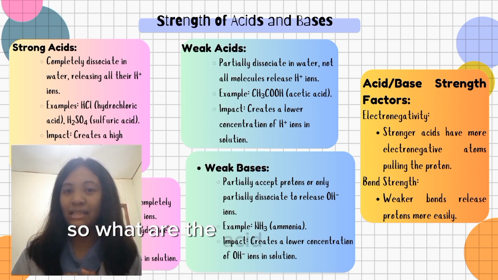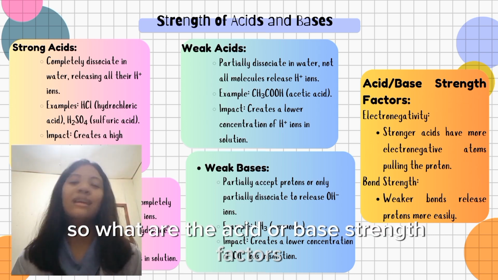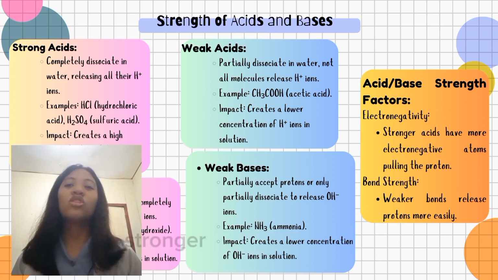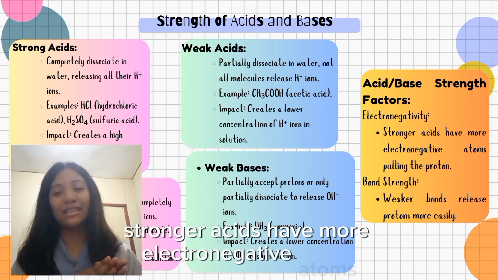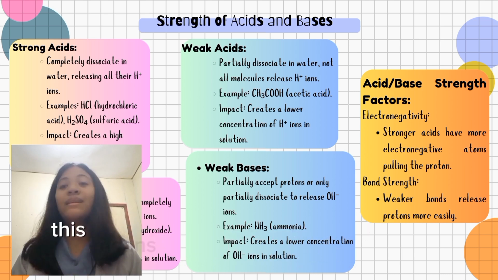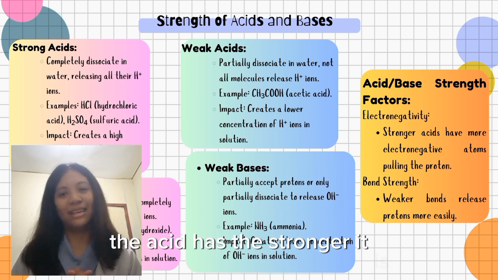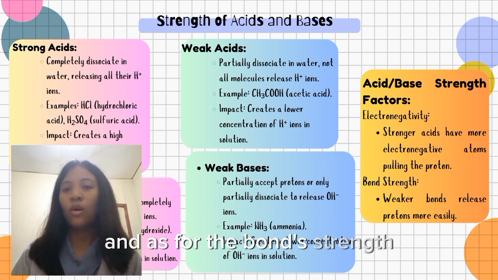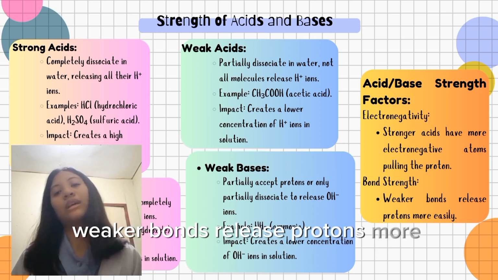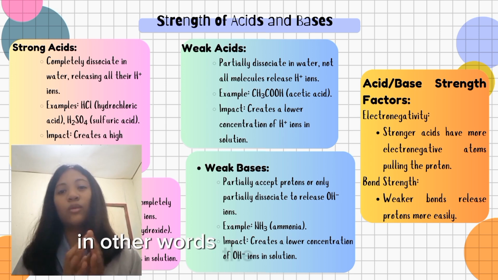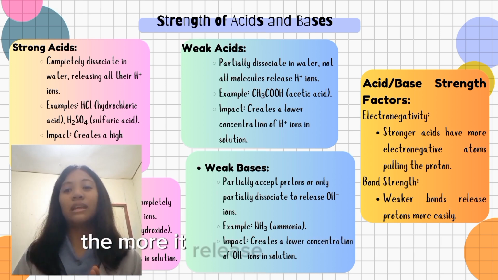So what are the acid or base strength factors? In terms of electronegativity, stronger acids have more electronegative atoms pulling the proton. This means that the more electronegative atoms the acid has, the stronger it is. And as for the bond strength, weaker bonds release protons more easily. In other words, the weaker the bond, the more easily it releases its proton.